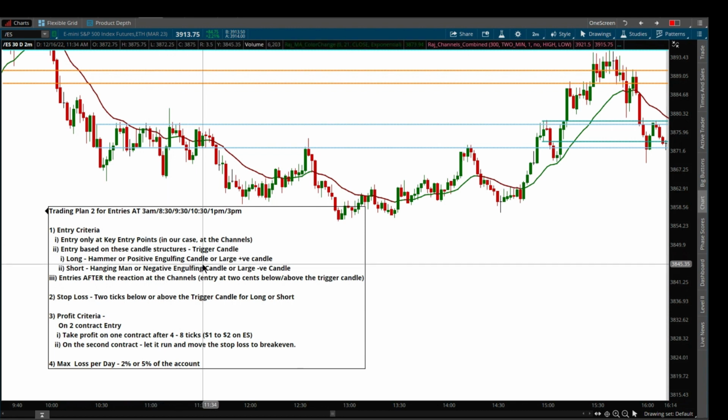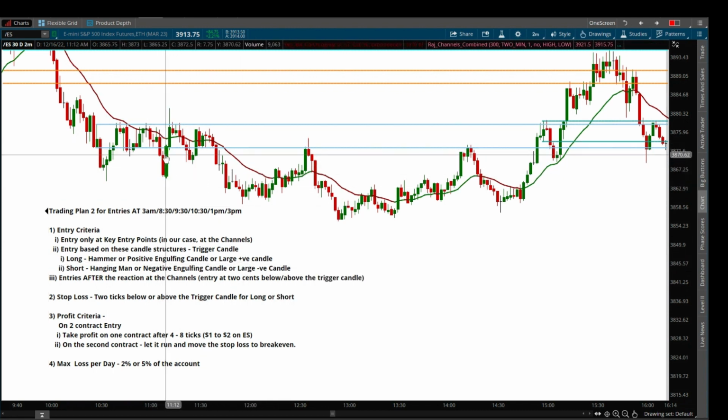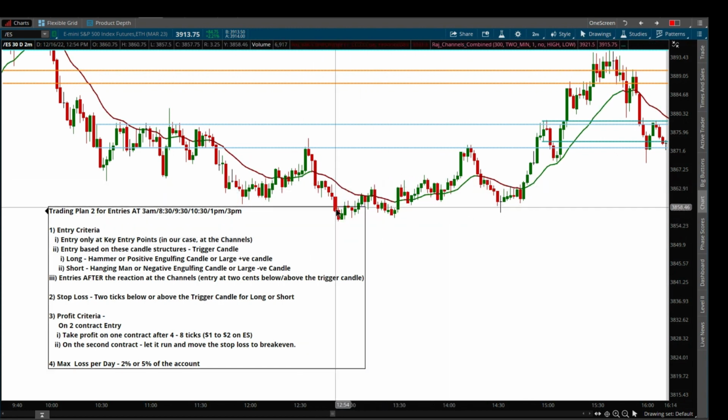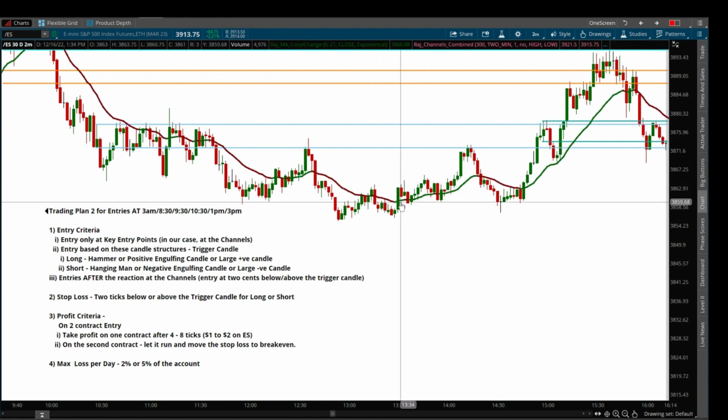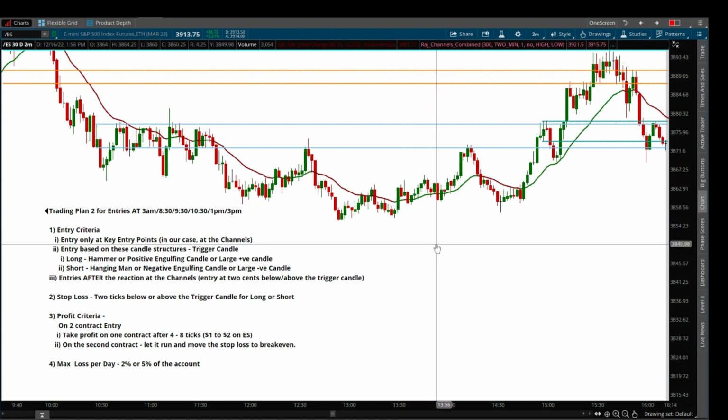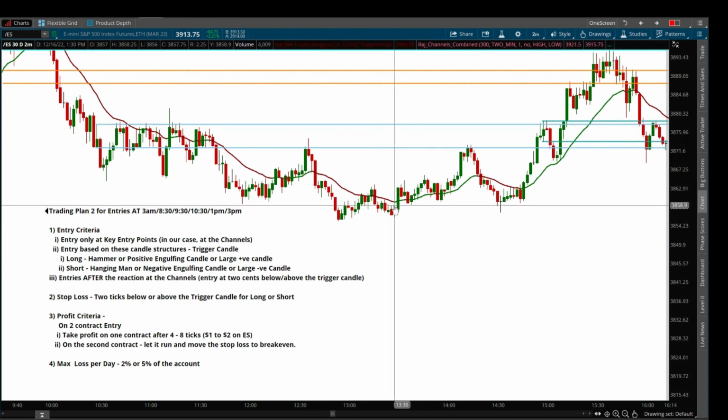Entry points are only the key entry points, and the candle structures that I follow. For the long, it's a hammer, a positive engulfing candle, or the large positive candle. Something like this would be a large positive candle. It's also engulfing: it opens at the very bottom, closes at the very top, and it's very positive compared to the rest of the candles around it. It looks big, so that's very positive. But that has to occur at the key entry point for this to be valid.